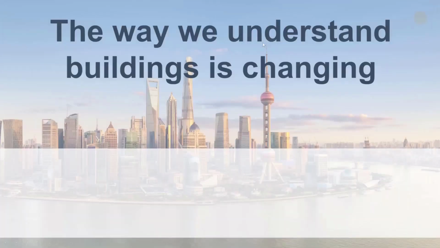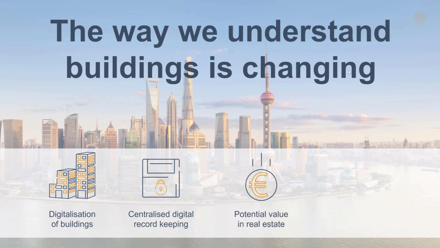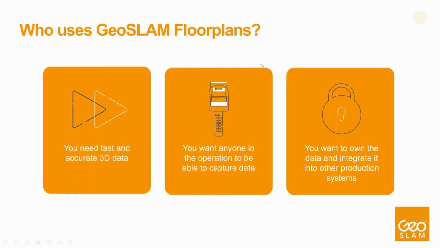So buildings hold an enormous value, and the cost of poorly understood and badly measured properties can have serious consequences. Billions of income is lost due to underestimated and undervalued property from inaccurate measurements. So we do see the changes in the digitization of buildings, the need for digital record keeping, maximizing the value of real estate, and of course, accuracy, speed, and repeatability. These 4 things we see could change the way we understand buildings.